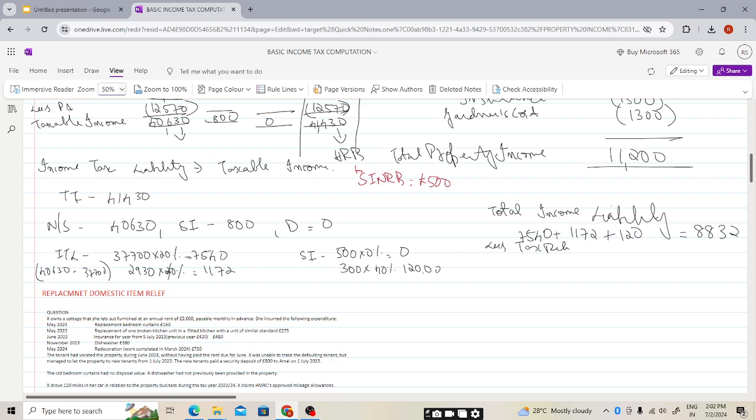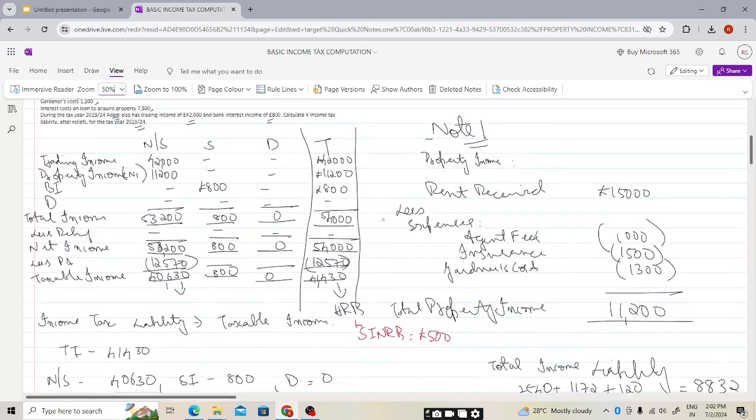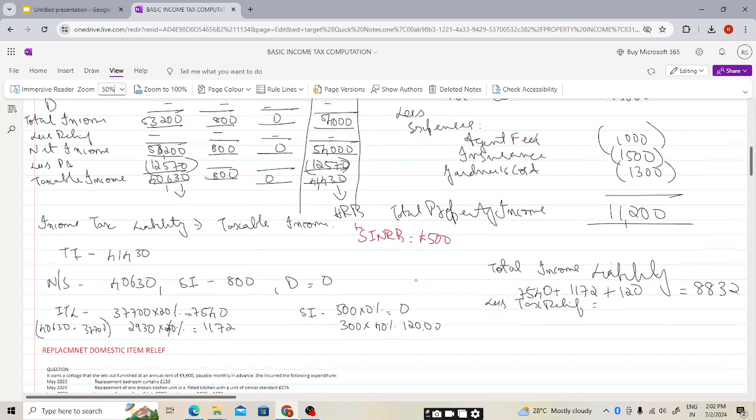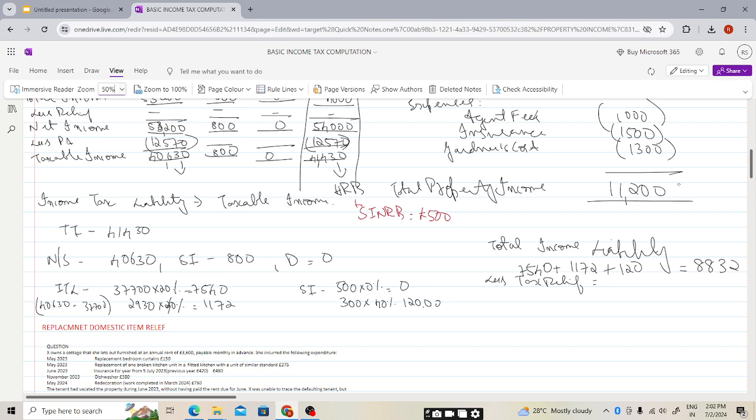What is the tax relief? The tax relief is on the interest amount. What is the interest amount? The finance cost is 7,500. As it is a residential property, how will the finance cost be reduced? The finance cost will not be reduced from the total income. Only it will be reduced from the property income. When? Not total income. Property income when it comes to non-residential companies and FHL.